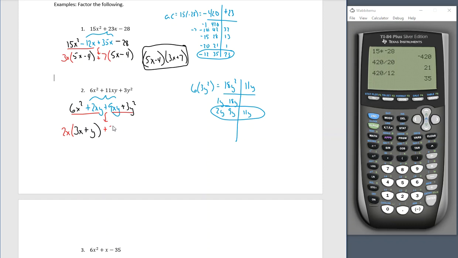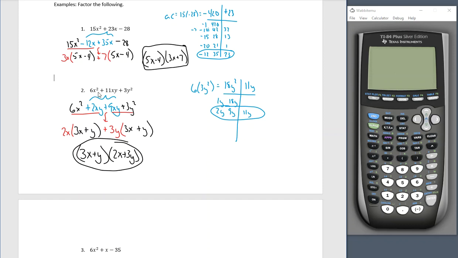9xy and 3y squared have a 3 and a y in common. 9 divided by 3 is 3. xy, they take out the y, I'm left with an x, plus sign. 3y squared, I took out the 3, I took out a y, but I still have one of them left. And I can now factor this as 3x plus y times 2x plus 3y.